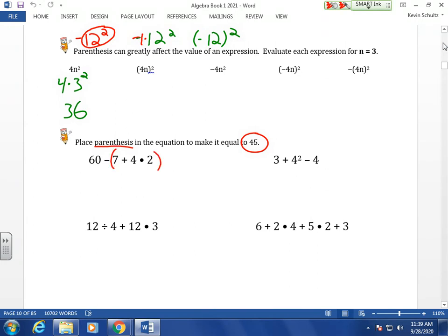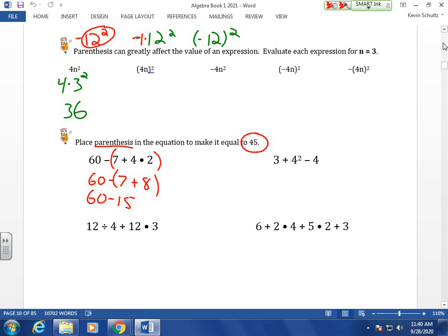Yeah. Okay. So now the way it's written, we would do the parentheses first, which is 60 minus 7 plus 8, right? Because we have to multiply within the parentheses. Or 60 minus 15, which equals 45. Right? So as they're written, they do not equal 45. You need to add parentheses so that they do.